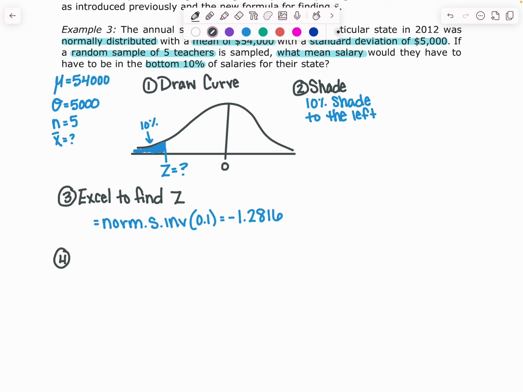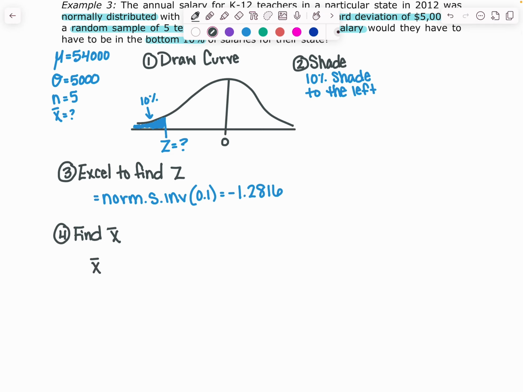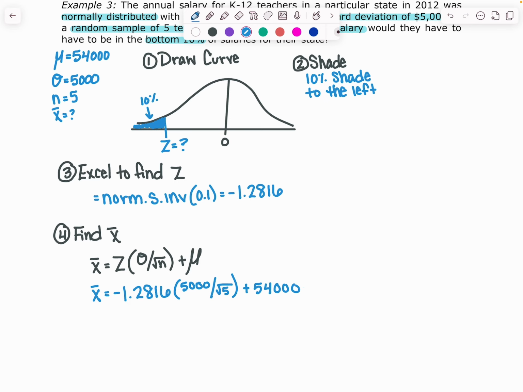And then the last step, this is now where we use the new equation to find X bar because it's the mean of the 5 teachers. So that new formula, X bar equals Z times sigma divided by the square root of n plus mu. So X bar equals negative 1.2816 times 5,000 divided by the square root of 5 plus 54,000. Don't forget the negative at the front on that z-score. It's one of the most common mistakes I see. And then we have a unit on this answer, which is dollars.